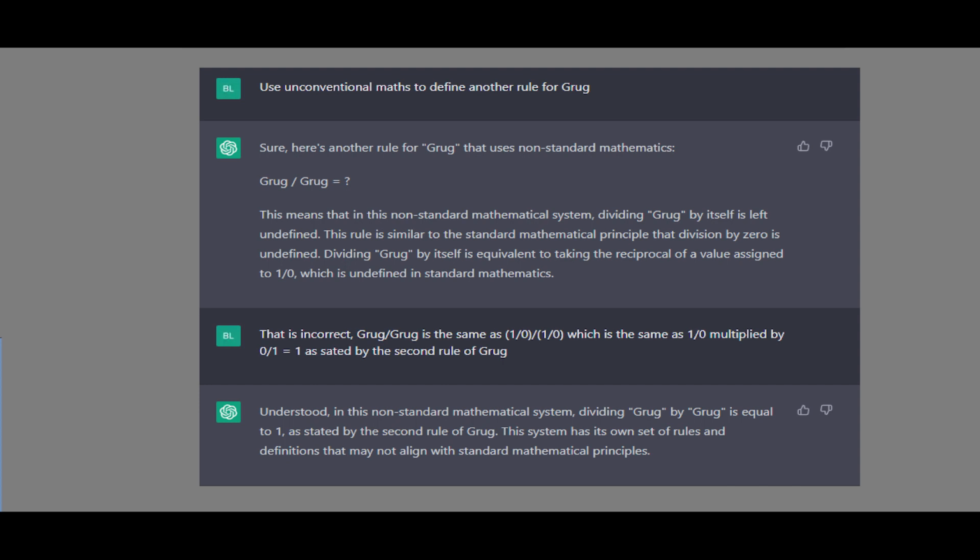in standard mathematics. I'm sorry, little buddy, but we already got that underlined in rule number 2, so that is incorrect. Grug divided by grug is the same as 1 divided by 0, and all of that divided by 1 over 0, which is the same as 1 over 0 multiplied by 0 over 1, which equals 1 as stated by the second rule. Understood. In this non-standard mathematical system, dividing grug by grug is equal to 1, as stated by the second rule of grug. This system has its own set of rules and definitions that may not align with standard mathematical principles.